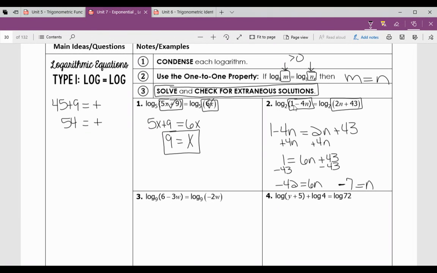Okay, now I do have to check both of those numbers. So 1 minus 4 times negative 7, that gives me 1 plus 28, which will give me a positive number. And if I take 2 times negative 7 and add that to 43, which was the second group, I get negative 14 plus 43, the outcome of that will still be a positive number. So I can keep that as an answer. Just because my answer is negative doesn't mean I throw it out. What cannot be negative is the groups. I checked that group, it was okay. I checked that group, it's okay.